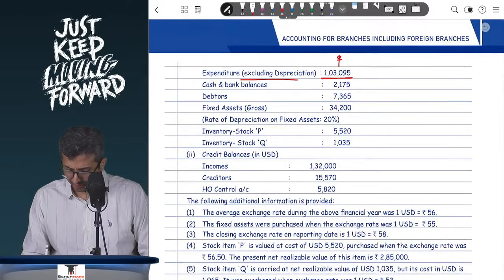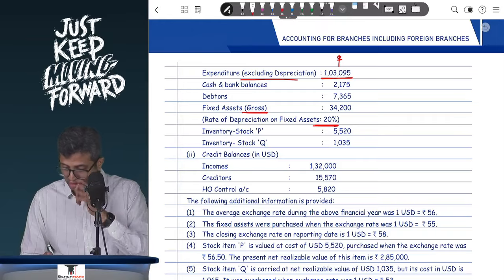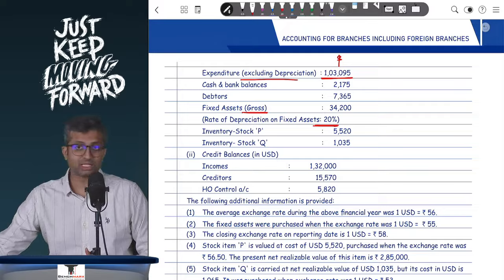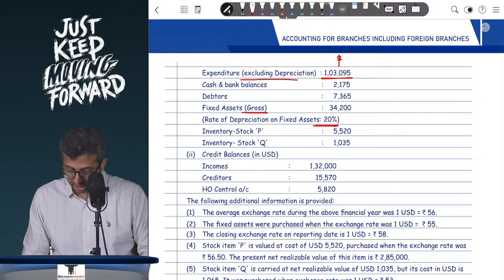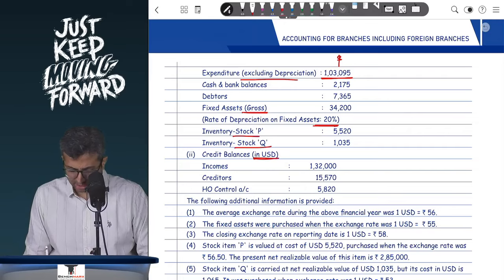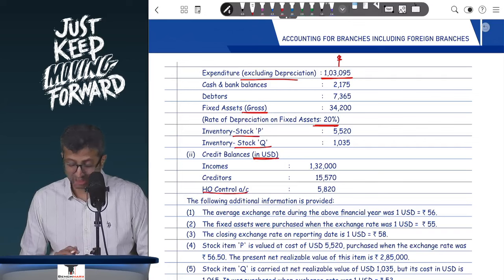Cash and bank, debtors, fixed assets, these are gross. Rate of depreciation on the fixed assets is 20%. So maybe 34,200 into 20%, 6,840 must be the depreciation. Inventory of stock P and stock Q is given to you again in dollars. Credit balance in USD. Incomes, creditors, head office control account is given to you.